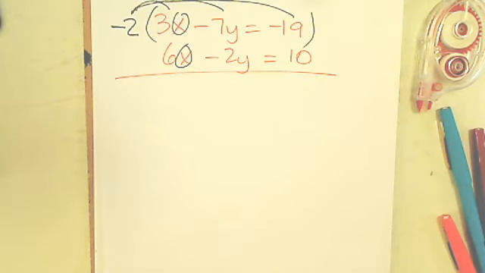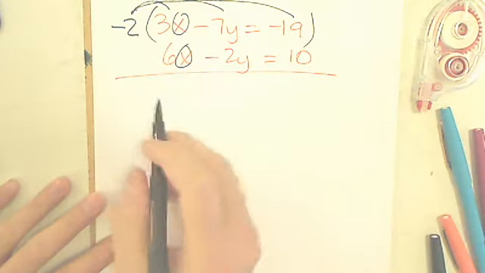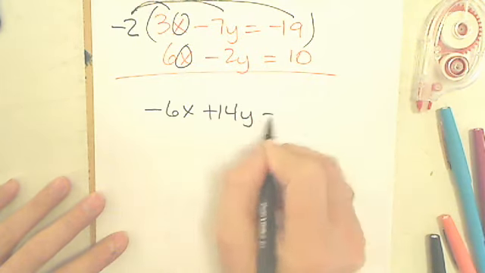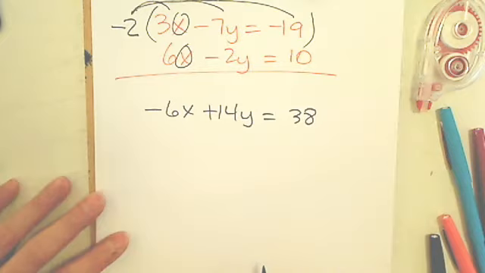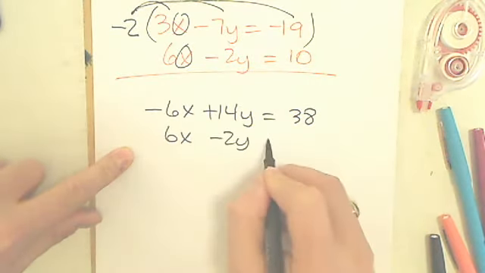Okay. The first equation should read... Isaac, you look happy to be here. What should this first equation read? Positive 38. Excellent. Don't change the second equation. Leave it alone.